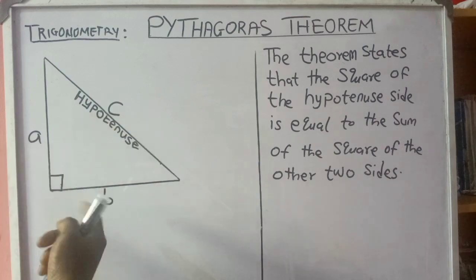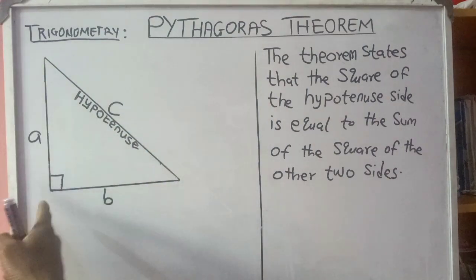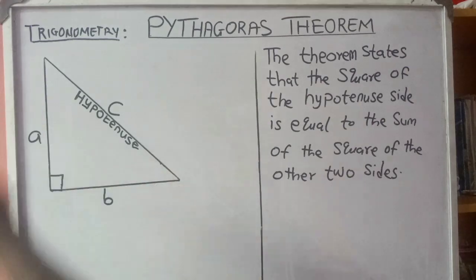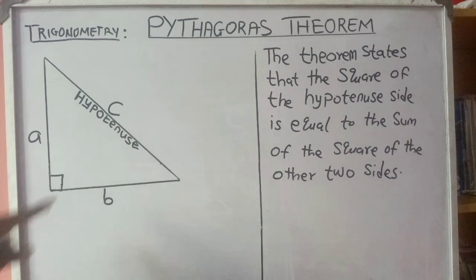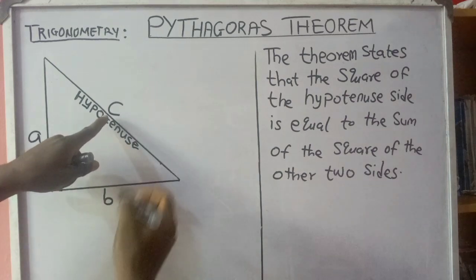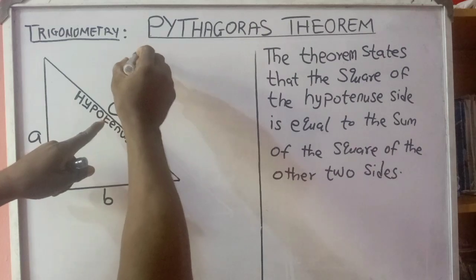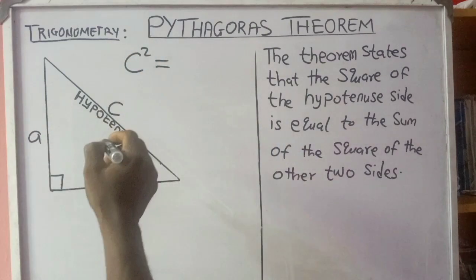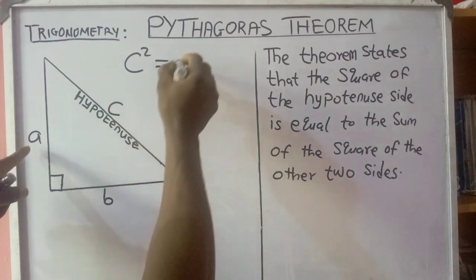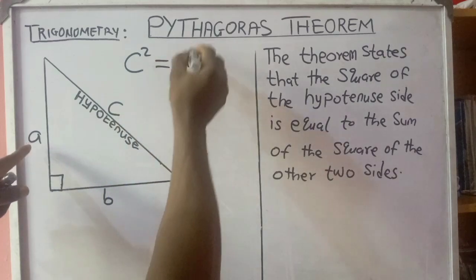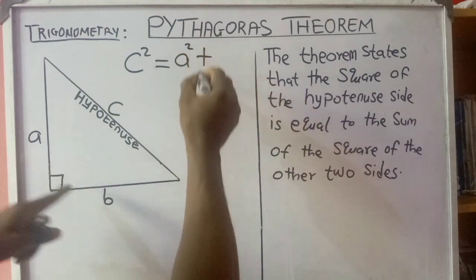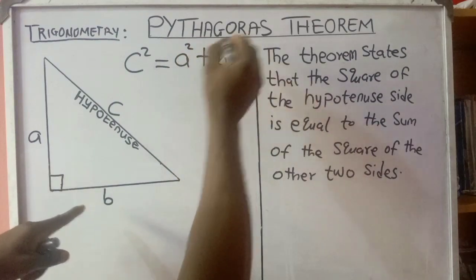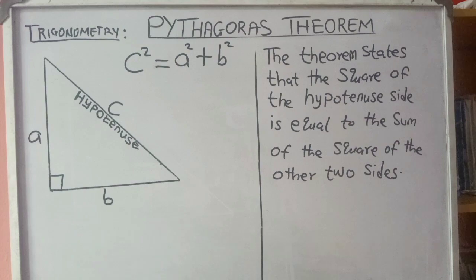And what are the other two sides we're talking about? That's A and B. The hypotenuse side represents C. All right, so how do we now represent this mathematically? Let's follow the theorem. The theorem says the square of the hypotenuse side, here is C, is equal to the sum of the squares of the other two sides. That will now be A squared plus B squared.